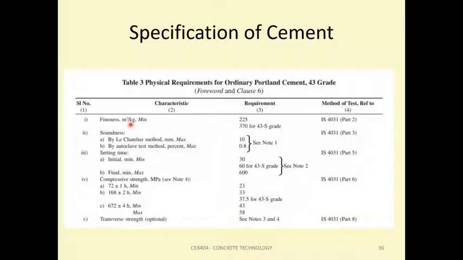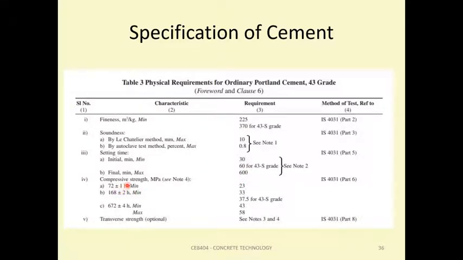Specification of cement, that is the physical requirements for an ordinary Portland cement 43 grade. For the fineness test, the value should not be less than 225 meter square per kg. And for the soundness test, first the Le Chatelier apparatus, it should not be greater than 10 mm, and for the autoclave test, it should not be greater than 0.8%. Initial setting time should not be less than 30 minutes, and 60 minutes for 43 grade, and final setting time should not be more than 600 minutes, that is 10 hours.